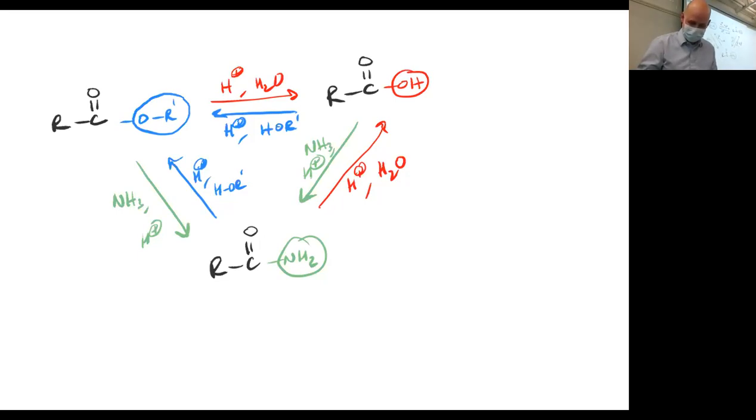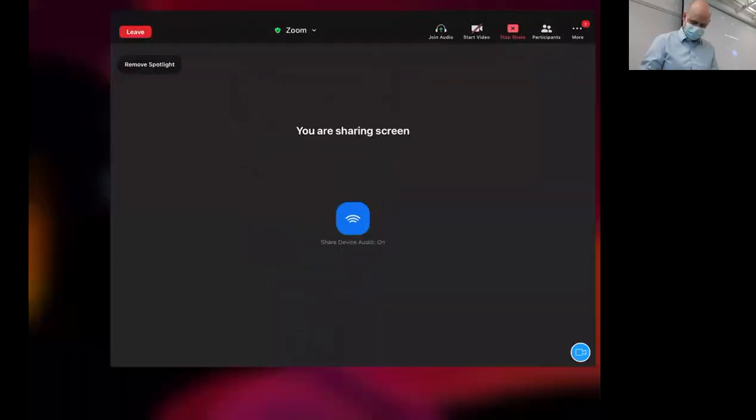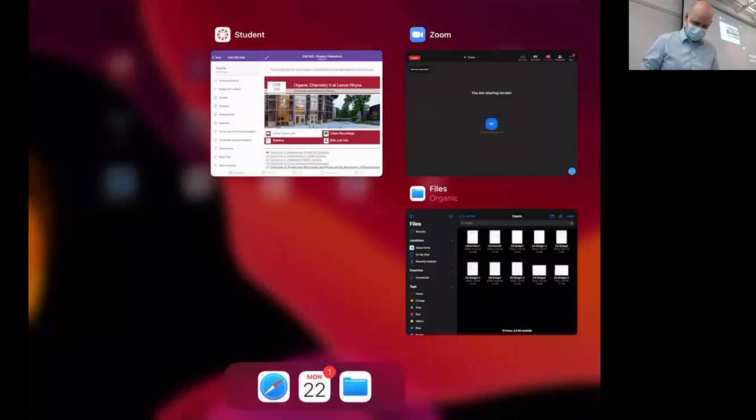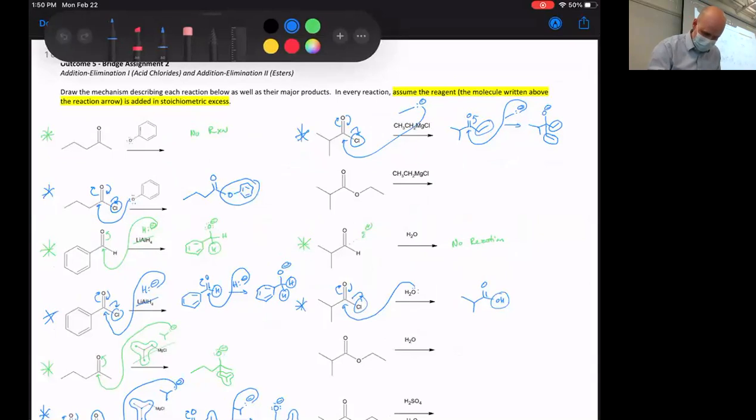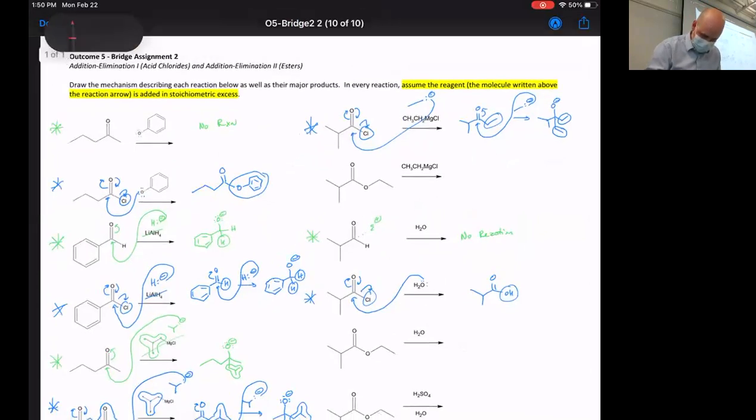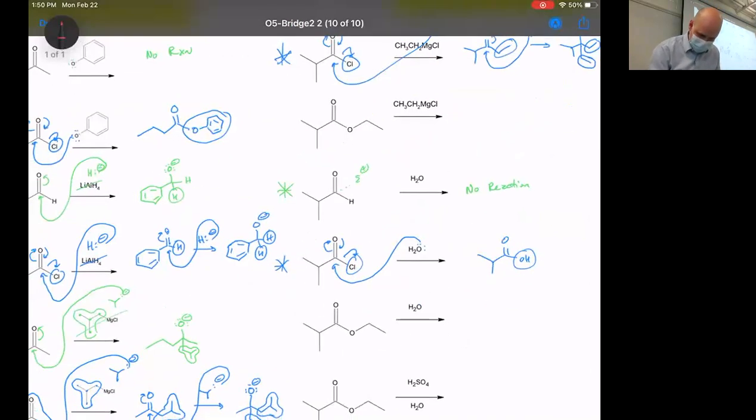So let's go back and finish our bridge. Stop sharing, bump it down, share our screen, start. All right, so we'll put these guys in red. All right, starting with esters. So we only have 3 of these esters here.